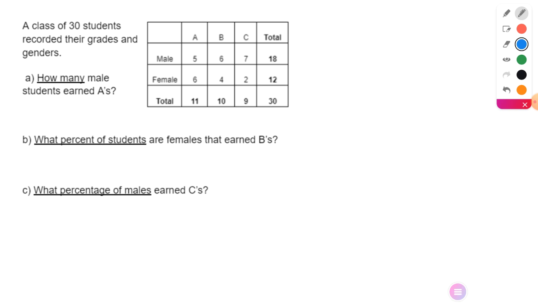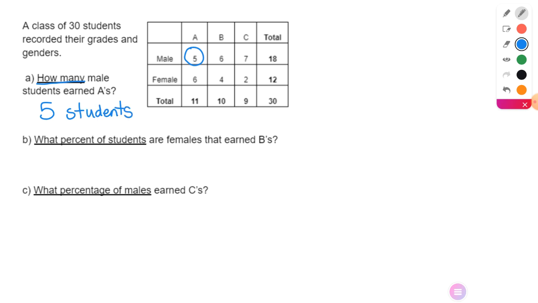So here we got a nice small data set. A class of 30 students recorded their grades and their genders. I will tell you, reading carefully is important here. There's lots of details. How many male students earned A's? So we need male students earning an A. 5. 5 students. Done.